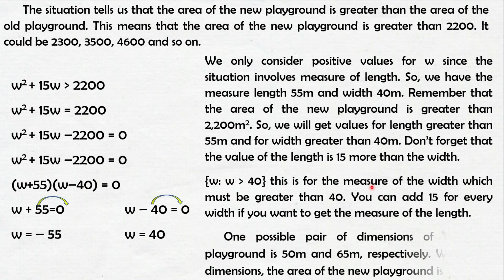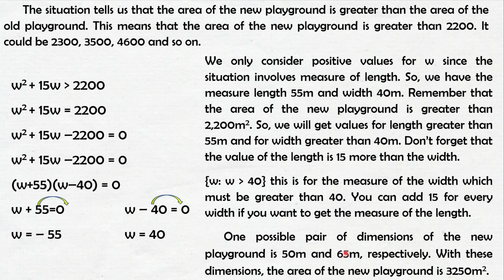Okay? So, one possible pair of dimensions of the new playground is 50 meters and 65 meters. So, we have the width 50 and length 65 respectively. With these dimensions, the area of the new playground is 3,250 square meters. Again, pwede ito since greater than 40 naman tong width na ito. And wag natin kakalimutan na para makuha yung length, mag-add lang tayo ng 15 dito sa width natin. So, kaya nakuha yung 65.